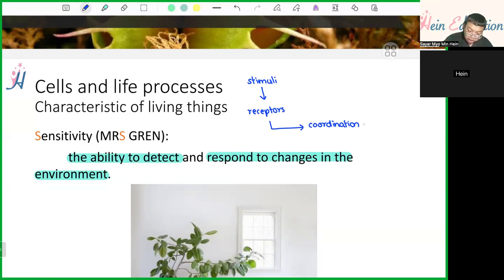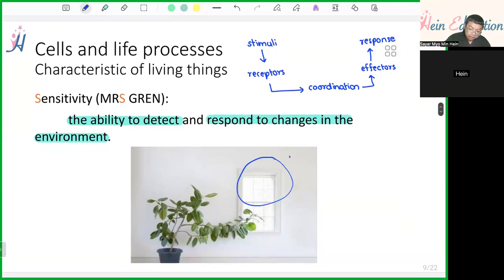After that coordination, they will send this message to the effector. In our body, there are two types of effectors, muscles and glands. Basically, muscles respond by contracting, and glands respond by secreting. That will also be covered in the nervous system, or coordination lectures. And from that effector, they will give the response. From the plants provided, you can see that the light is the stimulus, and the plants know where the light is coming from. Then they will respond by growing towards that light. So that is the response.